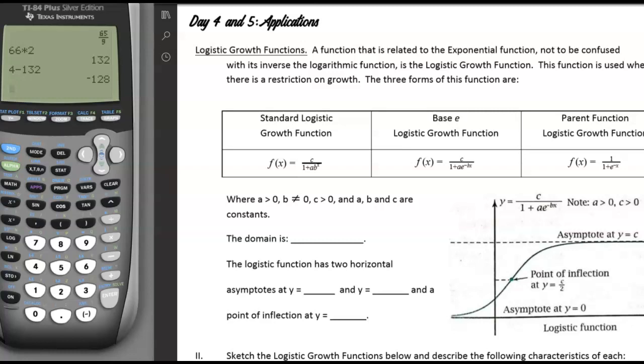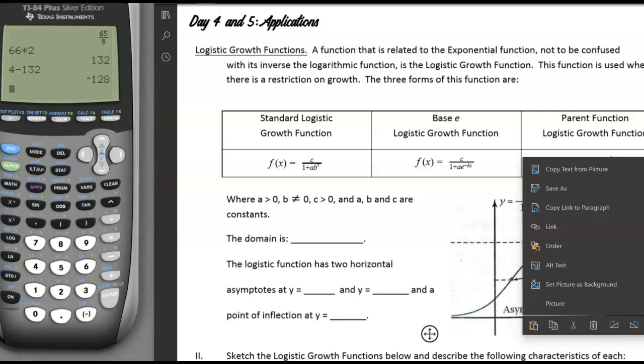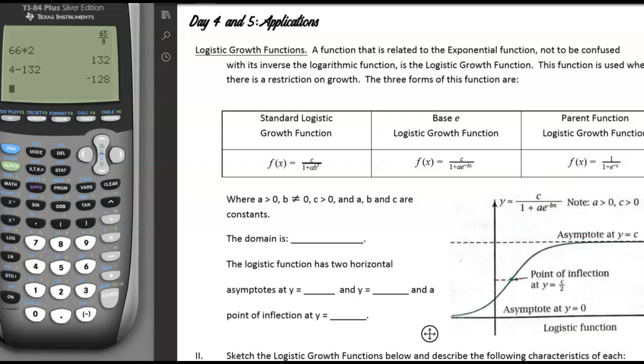All right. So today, like I said, is all about logistics. Now, a logistic growth function is a function related to the exponential function, not a log function. A logistic is a type of exponential. It has absolutely nothing to do with log. It's an exponential. Why the heck they decided to call it logistic? I don't know, just to confuse us.